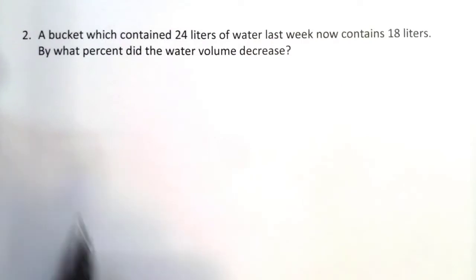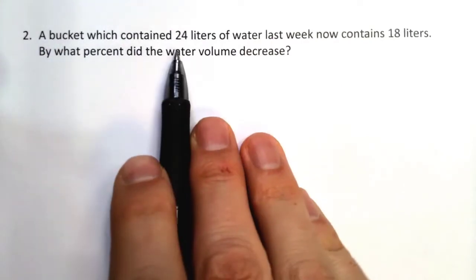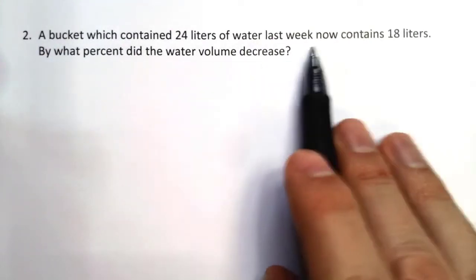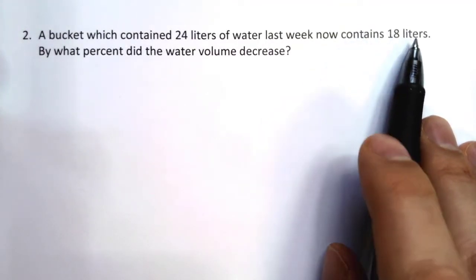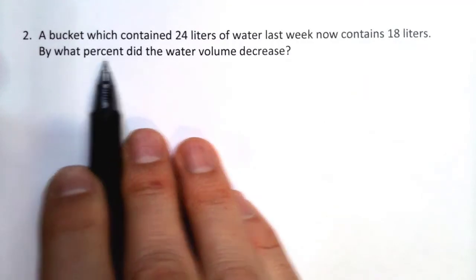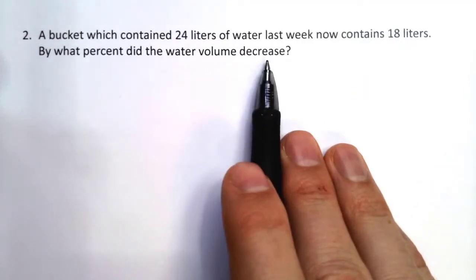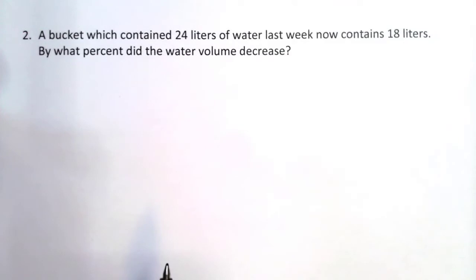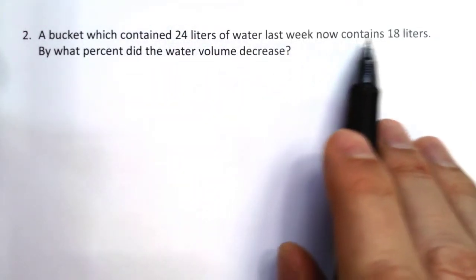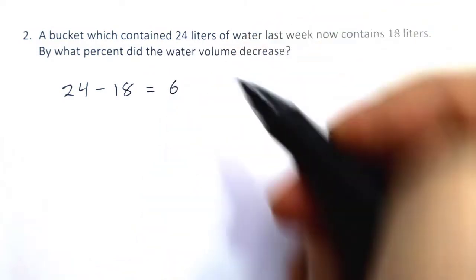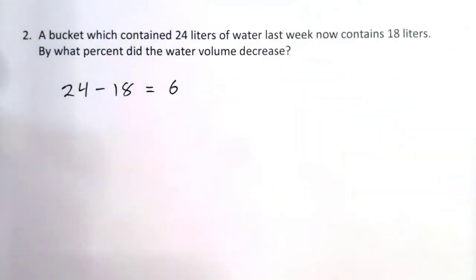In this problem, we are told that a bucket which contained 24 liters of water last week now contains 18 liters. So I guess that some of it spilled or evaporated or something. By what percent did the water volume decrease? So we need to find the amount of decrease. We'll take the old amount minus the new amount. And so we see that it decreased by 6 liters.